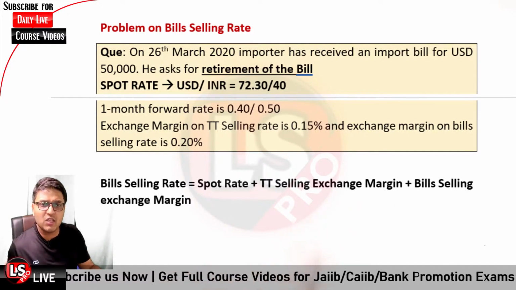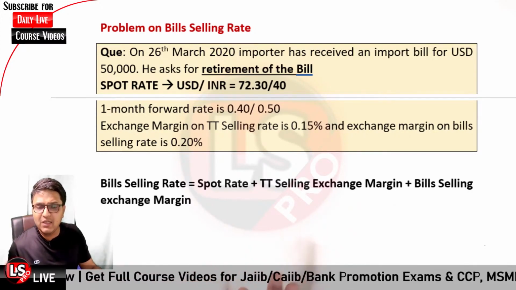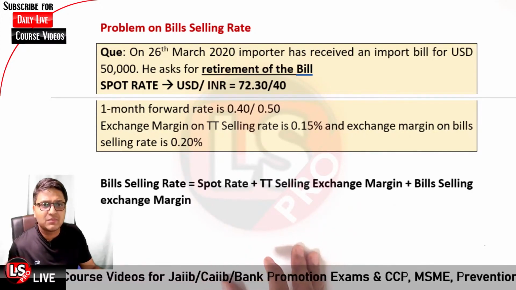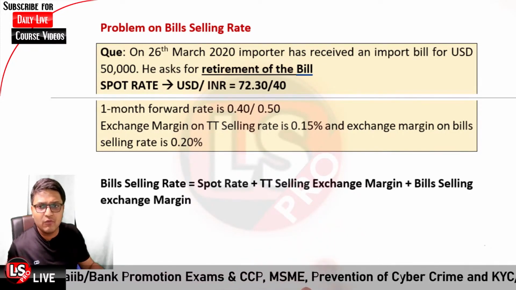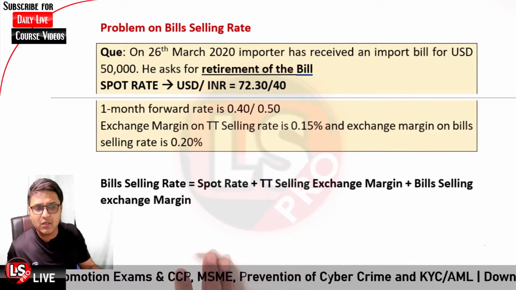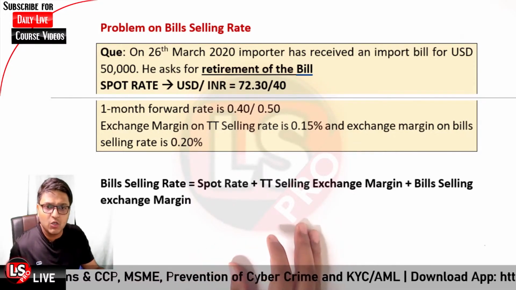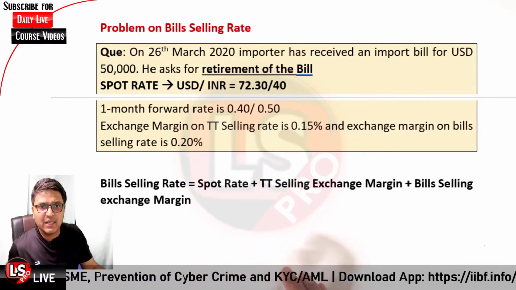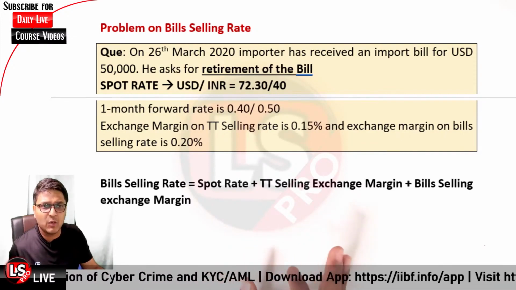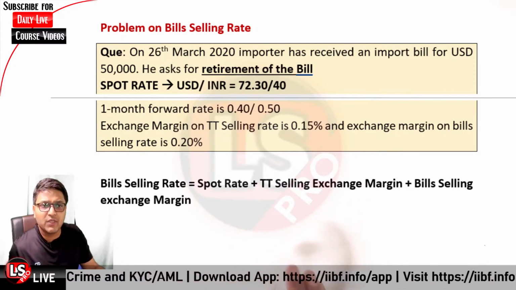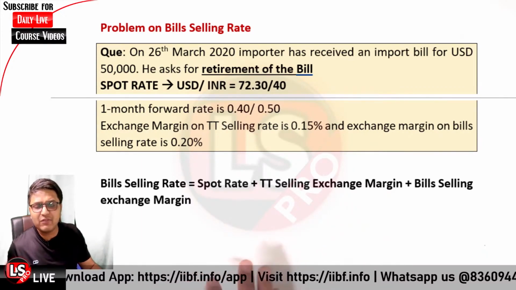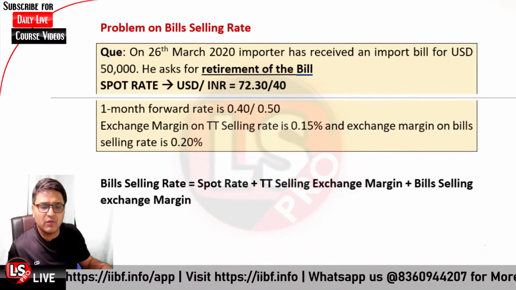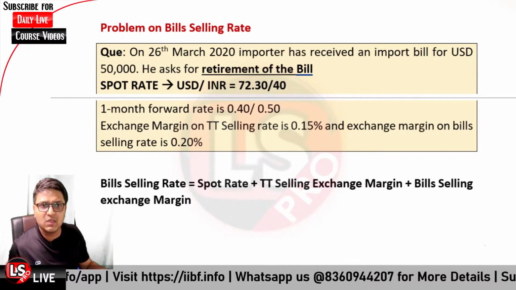In the case of the bills buying rate, we learned the concept regarding the export bill, where the exporter went to the bank to discount the export bill. Now in case of bills selling rate, we are taking the example of the retirement of the import bill. So wherever you see keywords like retirement of the bill, there we will be using the bills selling rate.